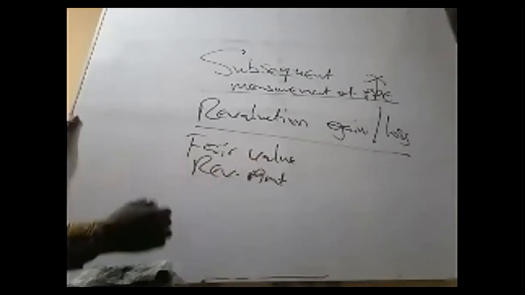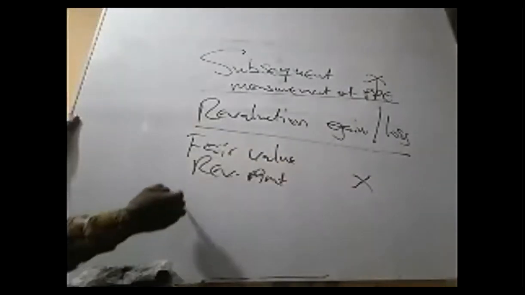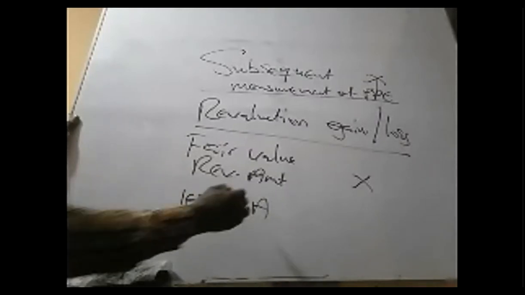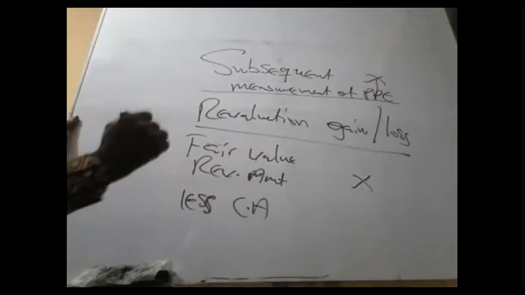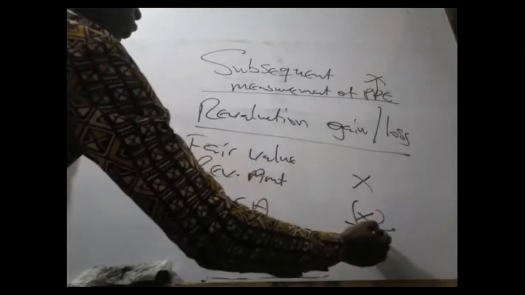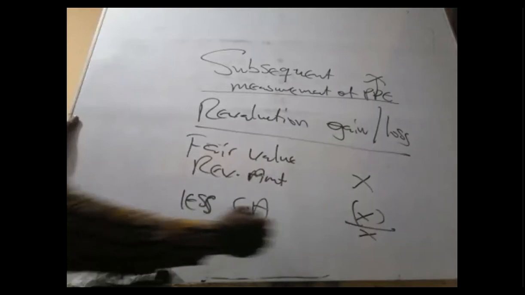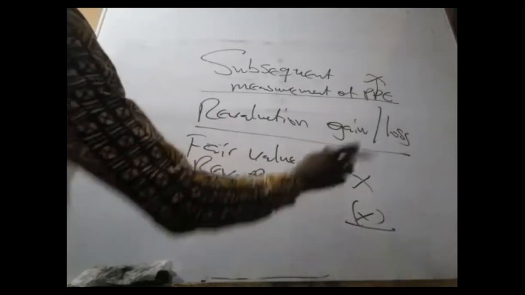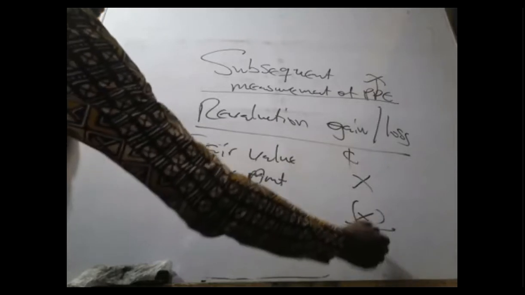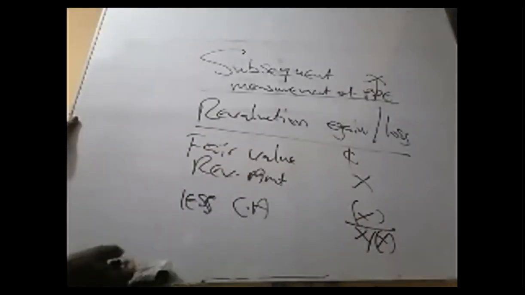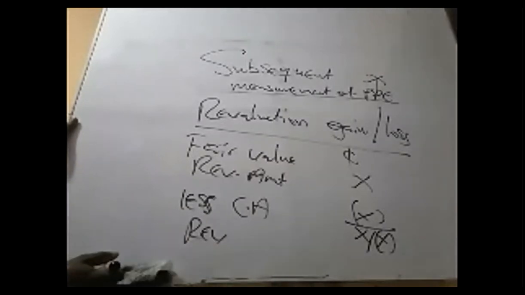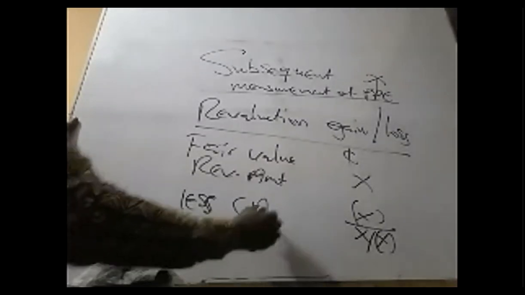So much less the carrying amount at the date of what? Valuation. If the fair value is more than the carrying amount, then it's a gain. Again, the reverse is a loss. So this becomes revaluation gain or loss. That's all. We are done calculating.